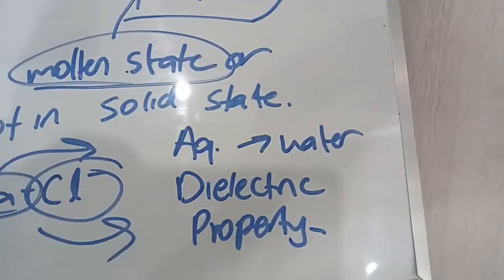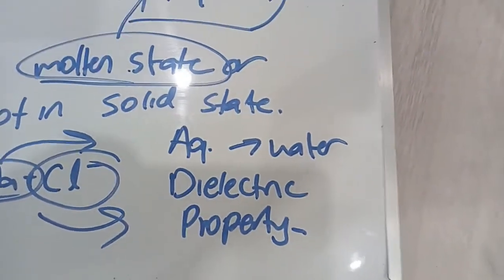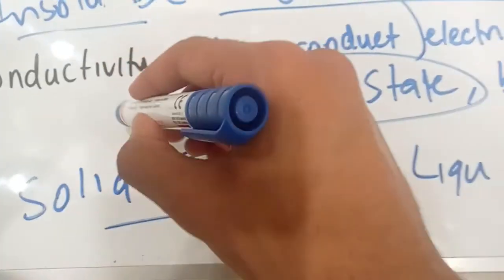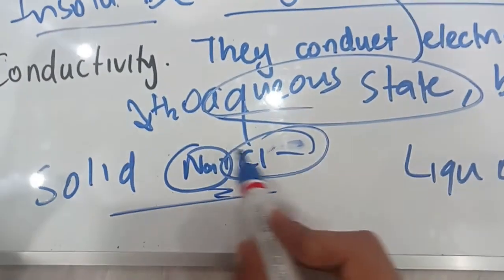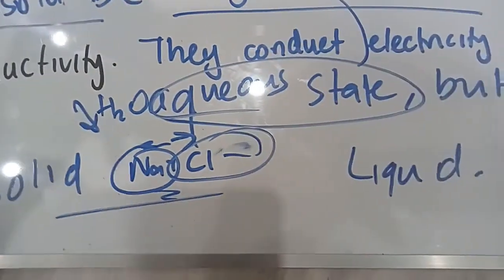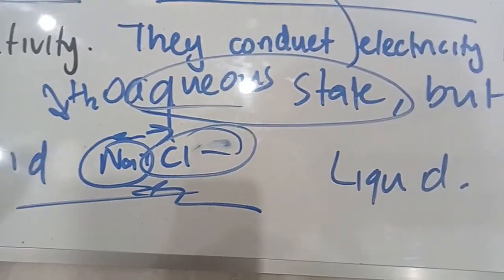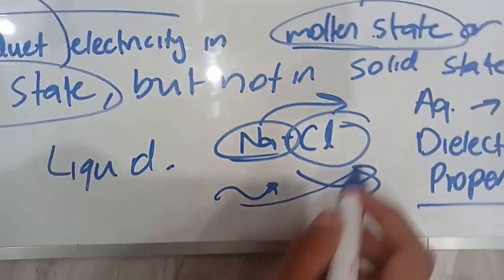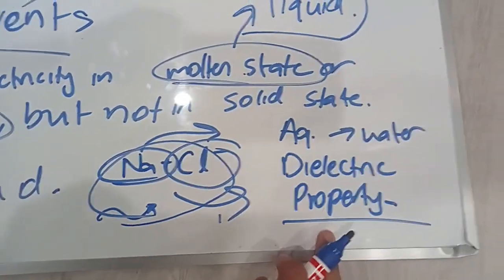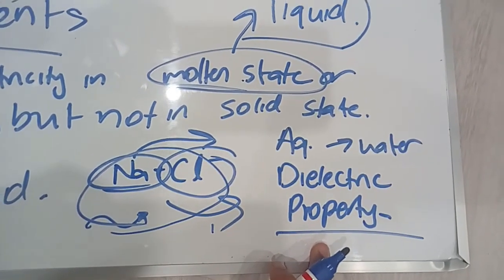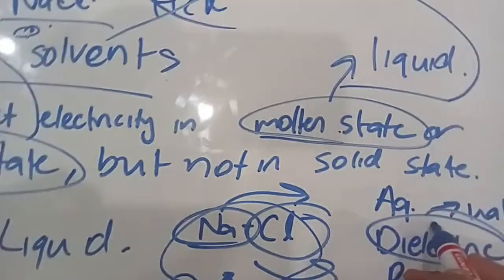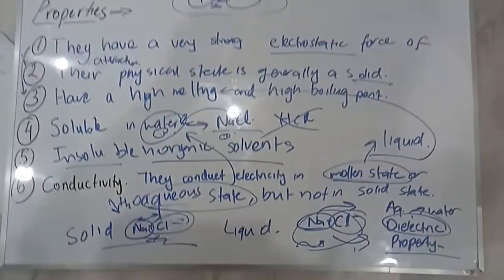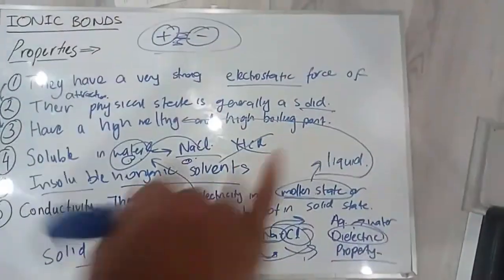We don't need to look at this in too much detail, but water has a dielectric property, which weakens the electrostatic force. So when the ions are so closely packed together and you put water on them, they move a little further away, enough so that they can conduct electricity. In liquid, the ions are free to move over each other, which allows them to conduct electricity. And in water, the dielectric property of water allows them to conduct electricity. But in the solid state, they're so closely packed that they can't conduct electricity. So these are the properties of ionic bonds.